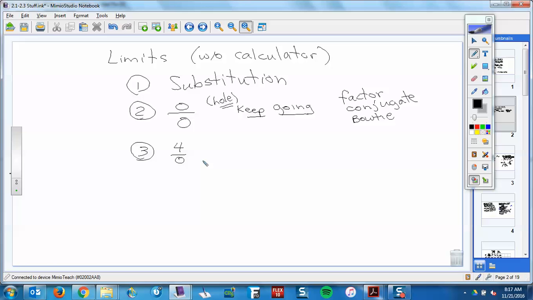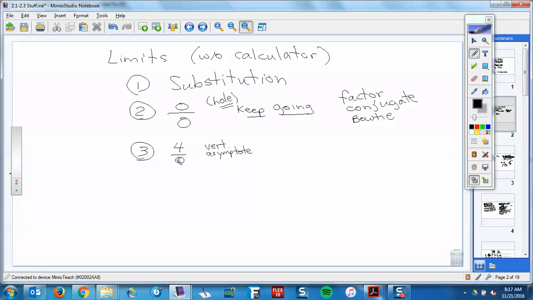Right? I'll just put 4 over 0, but it could be something else over 0. Now, that's different. That is a vertical asymptote. So they're both undefined. 0 over 0 is undefined, and 4 over 0 is undefined, but they're different.